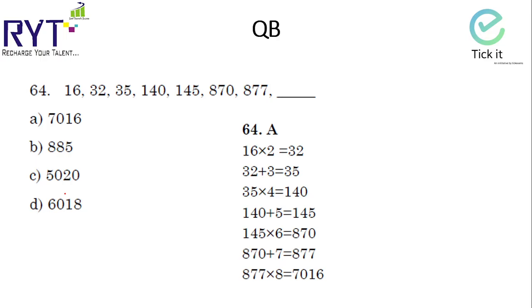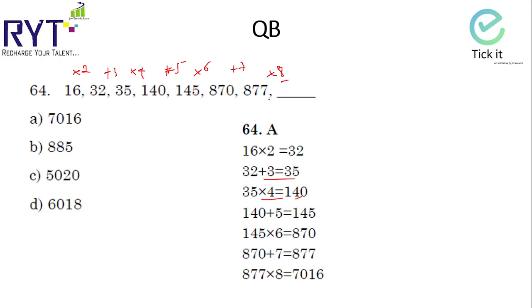Next question. 16 into 2, 32. 32 plus 3, 35. 35 into 4, 140. So what is happening here? Into 2 plus 3. Into 4 plus 5. Into 6 plus 7. So if you observe, into 2 plus 3, into 4 plus 5, into 6 plus 7, so into 8 will be the answer.